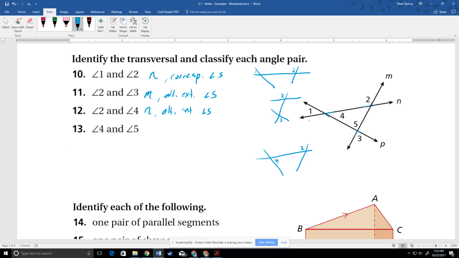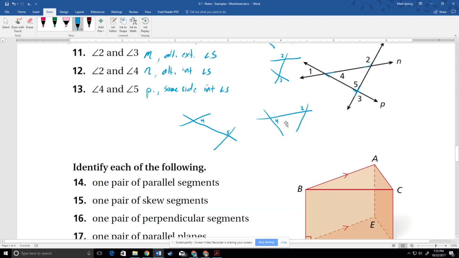And then 4 and 5, we have 4, we have 5 right here. So P is the one that they're both on. If we sketch that out here, we get the transversal, and then angle 4 would be about here, and angle 5 would be about here. So those are on the interior, and they're on the same side. So pretty much same side interior angles. That's what they are. All right, not so bad.